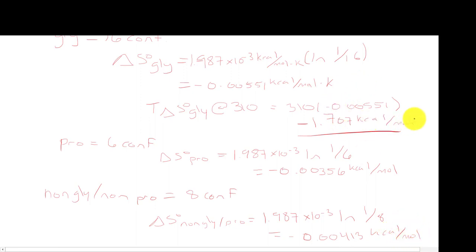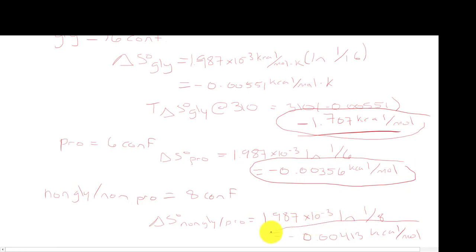So the composition of our polypeptide really does matter in determining how wiggly or how stable is our helix. What's the penalty for every single one of these? Again, this number is scaled by temperature. All of these would be scaled by temperature. But these are some important basic numbers to know. It's going to be 5.5 cals per mole, or 0.00551 kcals per mole for glycine, 3.56 cals per mole for proline, and 4.13 cals per mole for a non-glycine, non-proline. And these, again, are converted into kcals per mole.